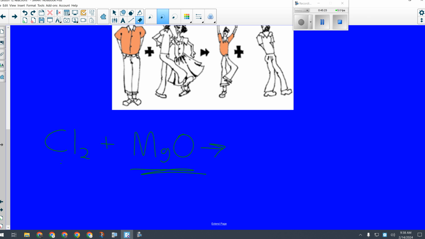The oxygen, because the oxygen is the non-metal. This is a non-metal, that's the non-metal, so they're going to replace, they're going to switch, right? So what's going to happen is, I'm going to get oxygen and magnesium chloride.